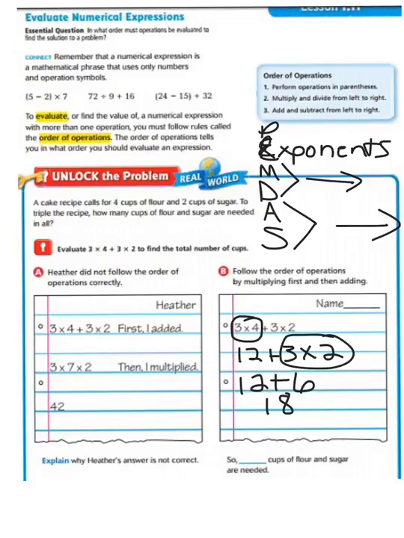So 18 cups of flour and sugar are needed. So if we come back over here to explain why Heather didn't get the problem right, it is that first she added. However, if we look at the order of operations, addition and subtraction comes after multiplication and division. So let's take a look at another example.